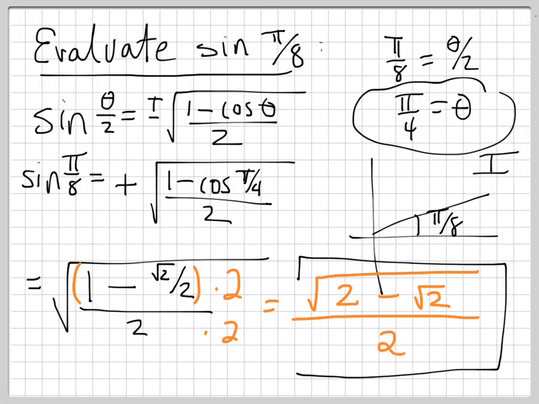And so here's our final answer. Radical 2 minus radical 2 over 2. And that's it. And remember, the reason it's positive is because pi over 8 is in the first quadrant, and so sine of pi over 8 should be positive.